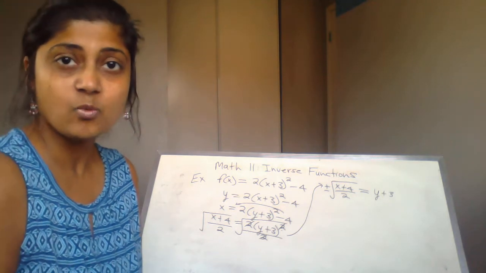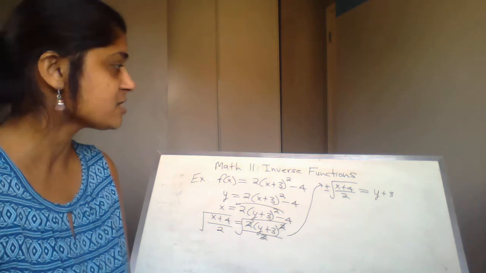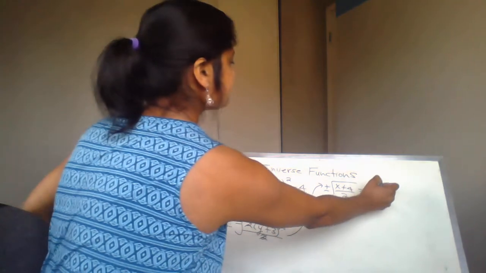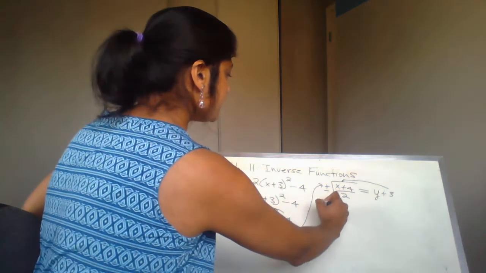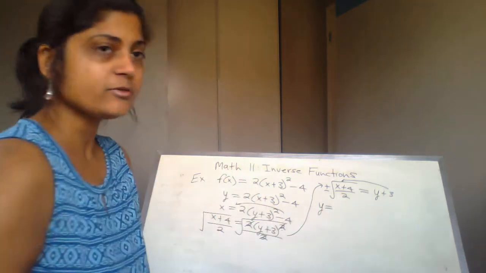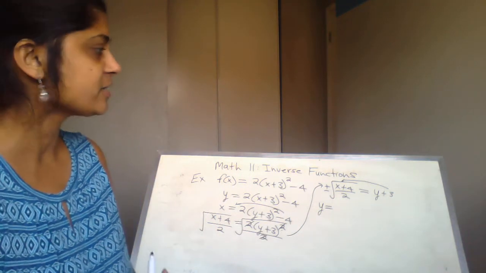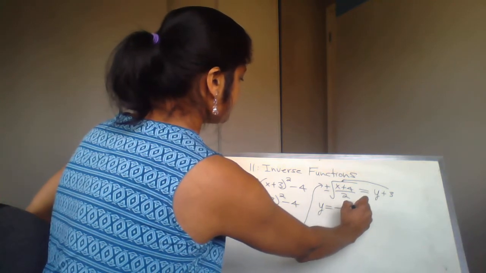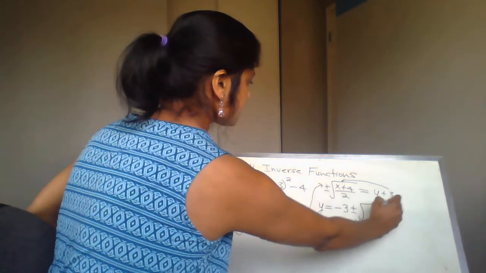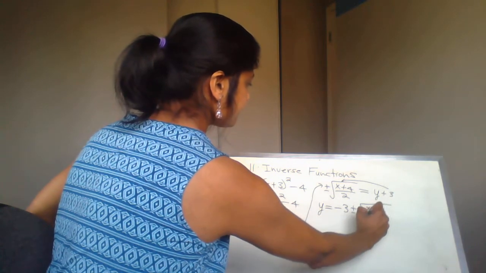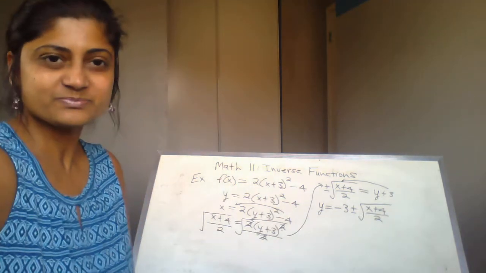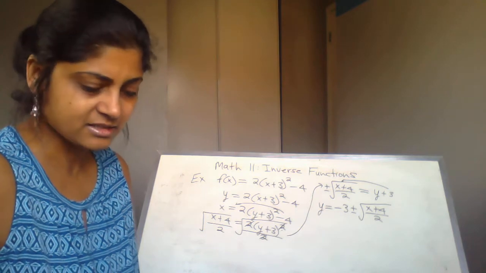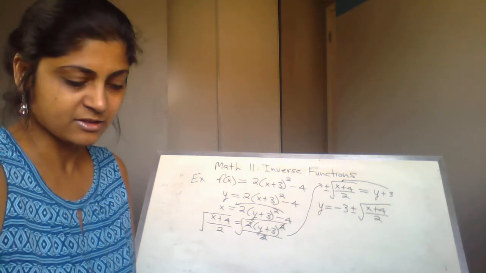I'm isolating the y. Okay, so we're going to take the positive 3 to the other side, and it's going to become negative. Whenever you write this number, it should be in front of that square root sign. So it's going to be negative 3 plus or minus the square root of (x plus 4) divided by 2. Okay, does everyone see that? And this is basically my final answer.